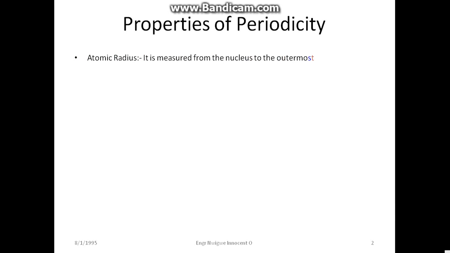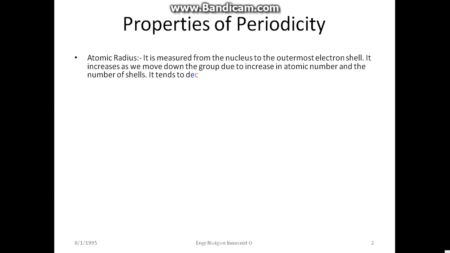Properties of periodicity. Atomic radius. It is measured from the nucleus to the outermost electron shell. It increases as we move down the group due to the increase in atomic number and the number of shells. It tends to decrease as we go from left to right in a period.